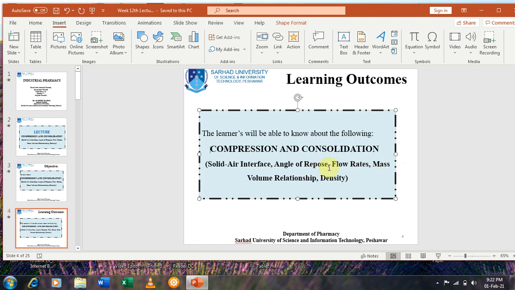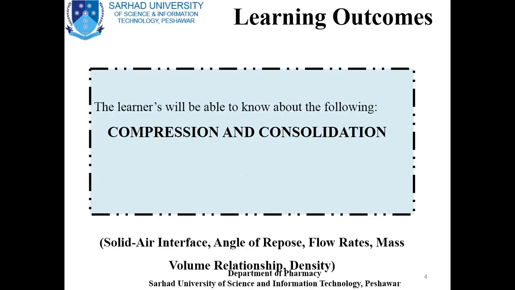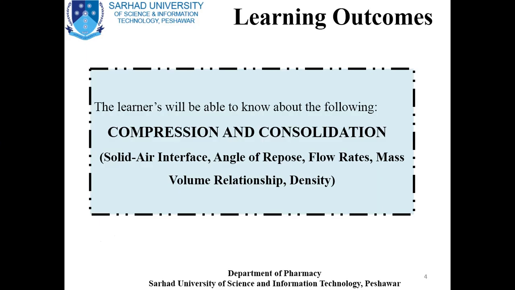And in this particular topic we will discuss the Carr's index, compressibility index, and the mass volume relationship, different types of volume, as well as the density. As you know, density is mass per unit volume.